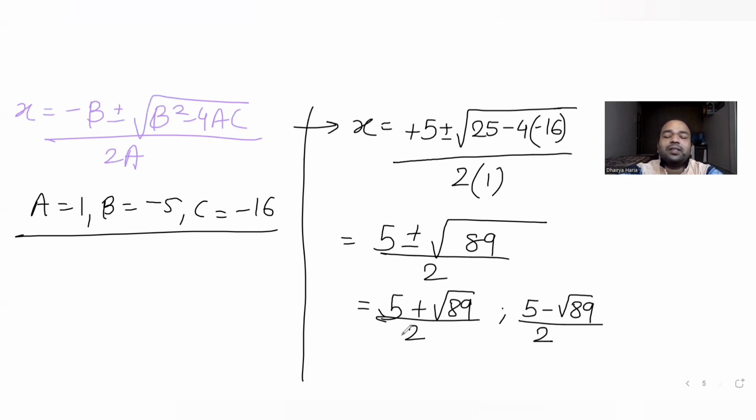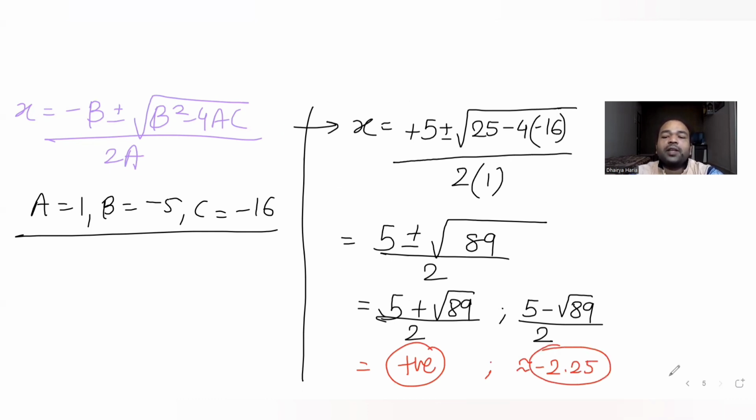Now when I see this, root 89 will be somewhere between 9 and 10. So 5 plus, if I even do 9.5, let's say 14.5 upon 2, this gives you a positive value. This becomes 5 minus 9.5. If I do, it becomes somewhere minus 4.5 divided by 2. That gives you approximately equal to minus 2.2.